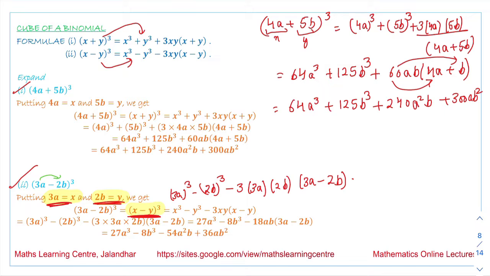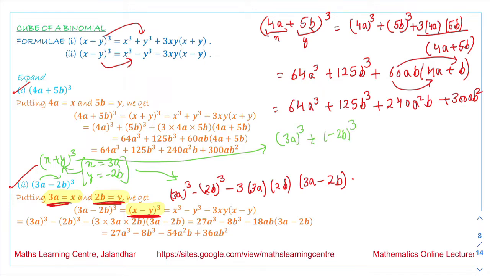If in place of this we use the formula (x + y) whole cube, then you will write x equal to 3a and y equal to minus 2b, and you can use this formula also, and you will get the same answer in both these cases. Why? Because when you use this formula, the answer will be (3a) cube plus (minus 2b) cube plus 3 into 3a into minus 2b into (3a - 2b).